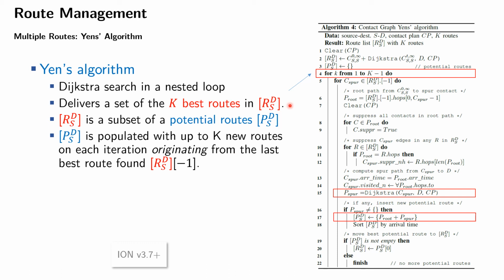Basically, Yen's algorithm terminates when you were able to find the k best routes for this contact graph in particular. So as a result, instead of having a single best route for a contact graph, we are now able to compute a list of k best routes for a contact graph and for a given moment. This is the result of Yen's algorithm, which is actually part of the latest ION software for delayed networking.